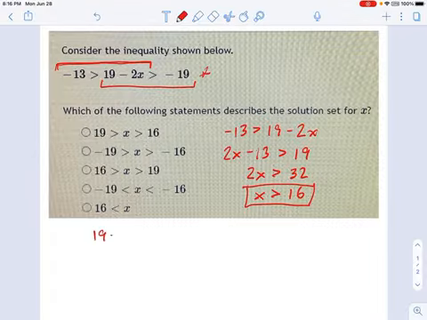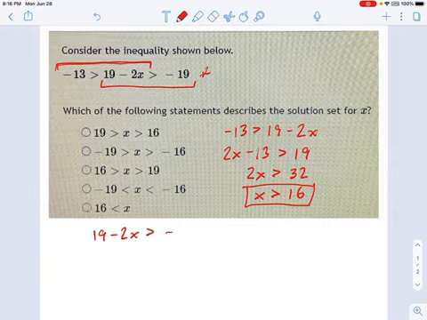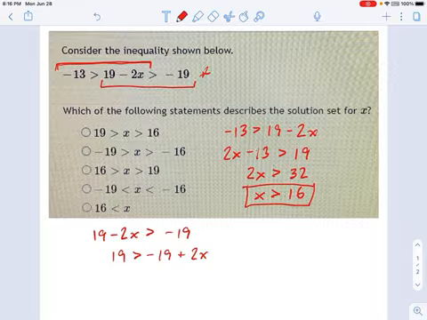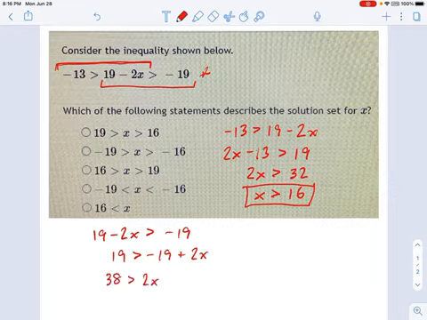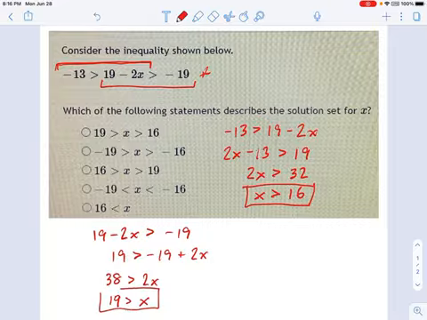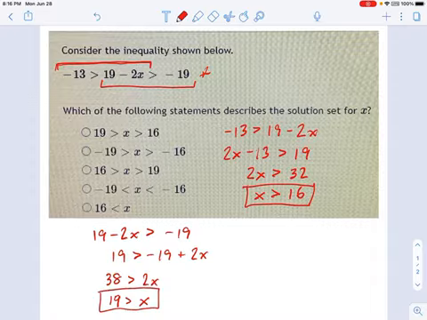I'm going to say 19 minus 2x is greater than negative 19. And I'll just add 2x to each side. 19 is greater than negative 19 plus 2x. And then we'll add 19 to each side. So we get 38 is greater than 2x, which gives us 19 is greater than x. Okay? So I have 19 is greater than x, and x is greater than 16.